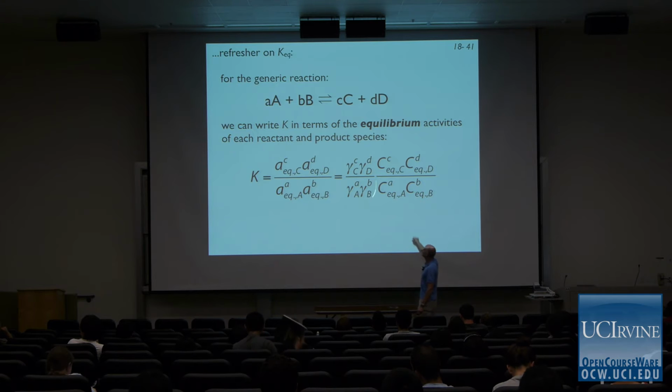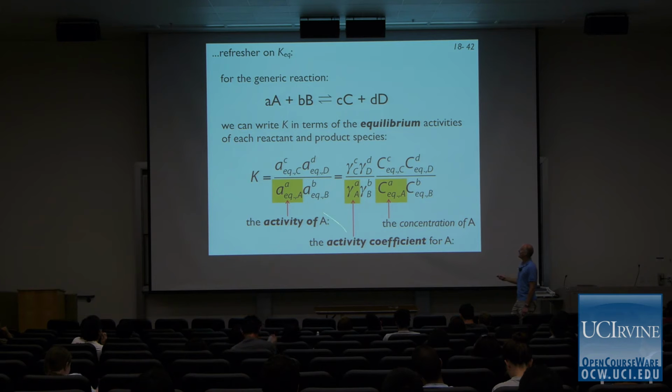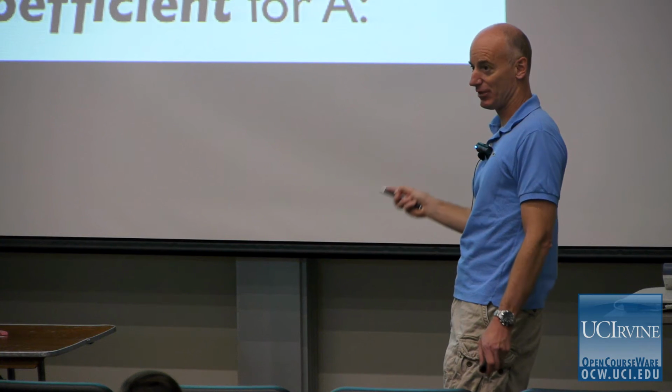Now, what I told you earlier is for the time being, we're going to assume these gammas are all 1. So this whole thing is going to go away, isn't it? It's just going to be 1. Okay, and that's our equilibrium constant expression written out in terms of concentrations. That's the activity of A, that's the activity coefficient for A, that's the concentration of A. You get the picture.